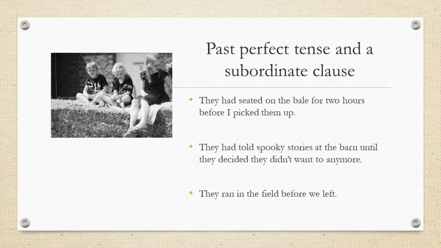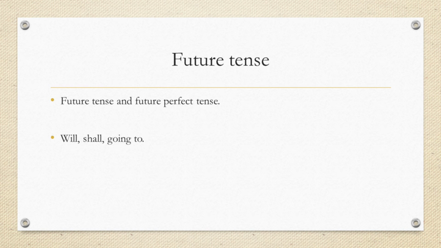And they ran in the field before we left. This is simple past using a subordinate clause, so it's a little simpler. They ran in the field, a complete action, finished business, before we left. And it's also finished business. So you can choose what you're going to say, and the more carefully you choose, the better people are going to understand you.